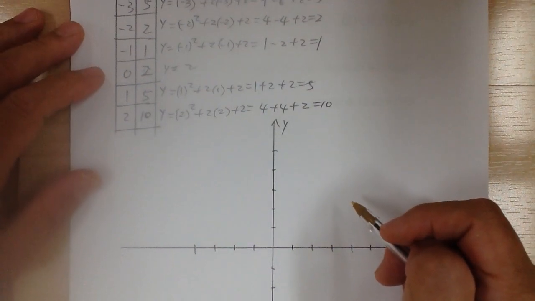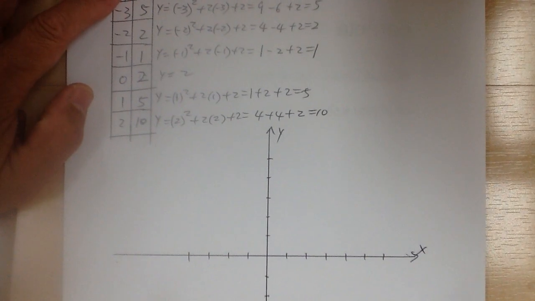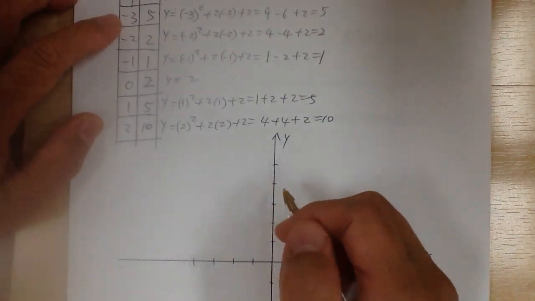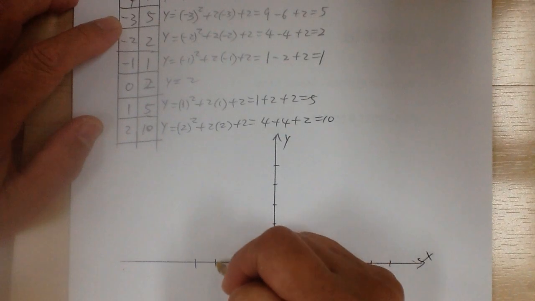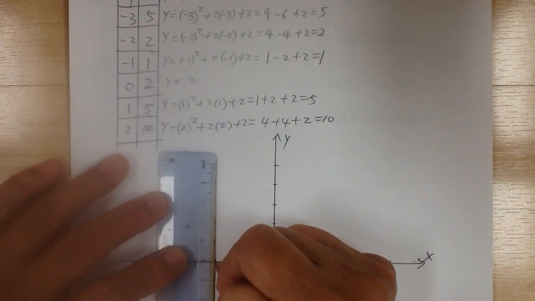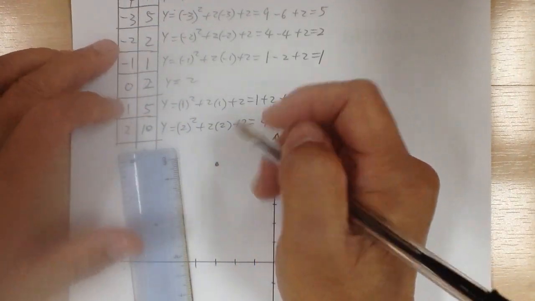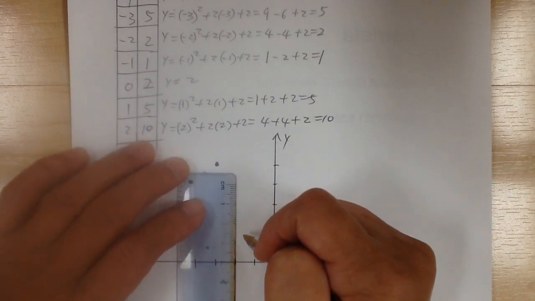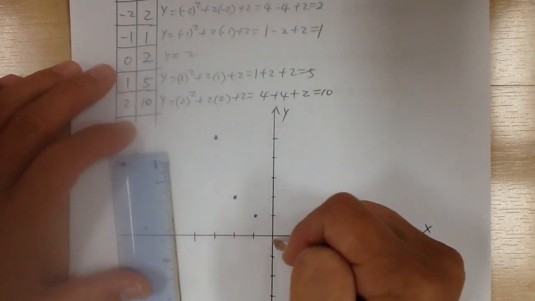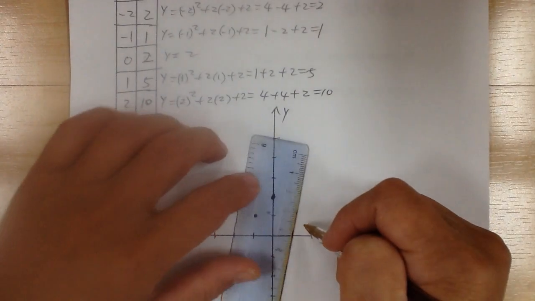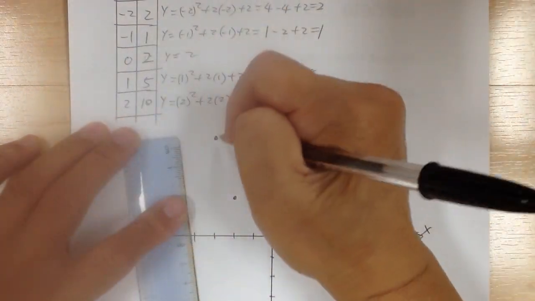The first point is negative 4, 10. Negative 4, 10 is out of the graph, so don't worry about that. Next one is negative 3, 5. So negative 3, 5. The first one, 10, is way out here, so don't worry about it. Next one is negative 2, 2. Then negative 1, 1. Then 0 is at 2, 1 is at 5, and 2 is 10. Again, it's way out there, so don't worry about that.